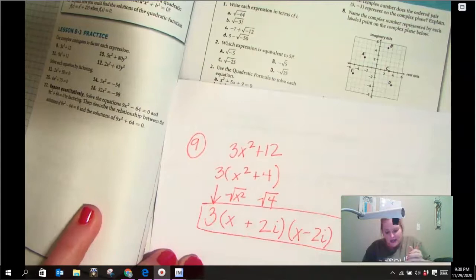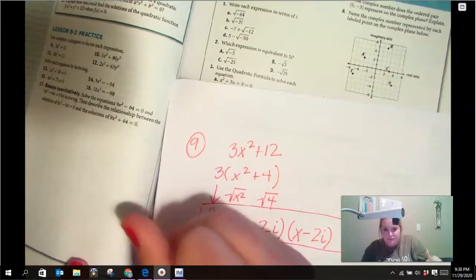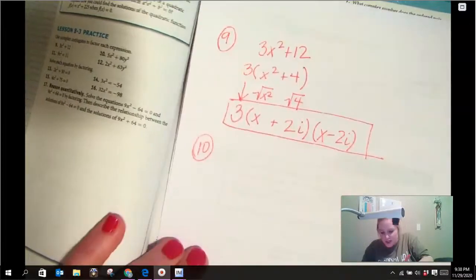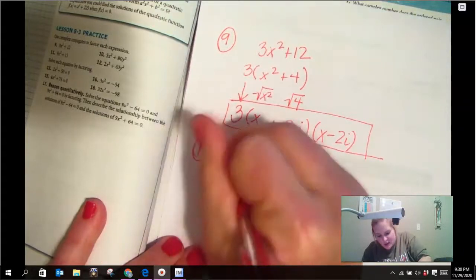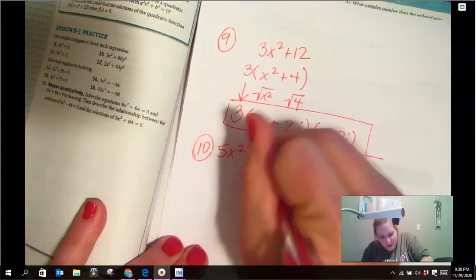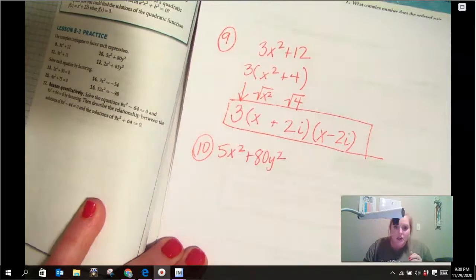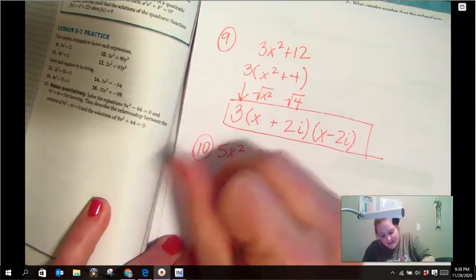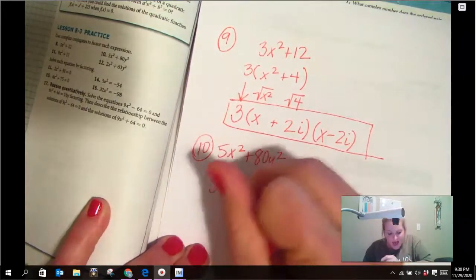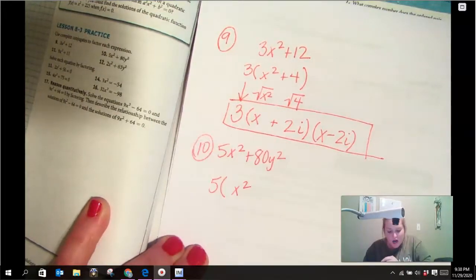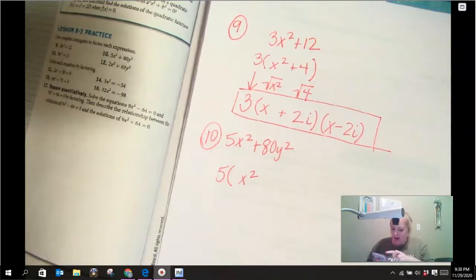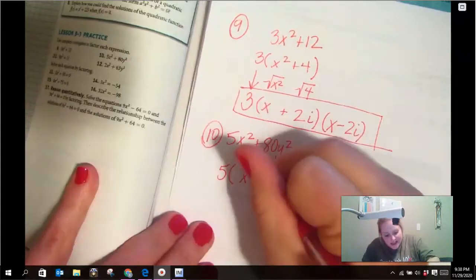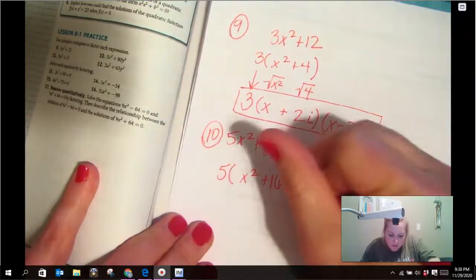All right, and then we had to do number 10, which is 5x squared plus 80y squared. So 5 and 80 have 5 in common. So I'm going to factor that out. That gives me x squared. And then what's 80 divided by 5? I don't know that off the top of my head. 80 divided by 5 is 16. I was going to guess 16, but I didn't want to be wrong.